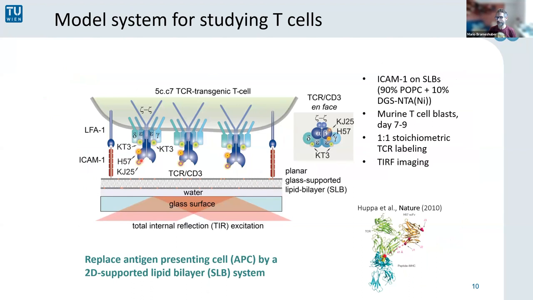Why do we use TIRF? Total internal reflection fluorescence microscopy gives us a really nice contrast when looking at single molecules, because we just excite the synapse, so the interaction between the T cell and our bilayer. Just this tiny layer here is excited.